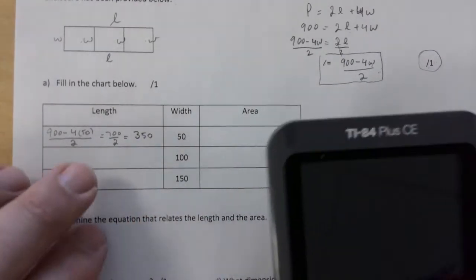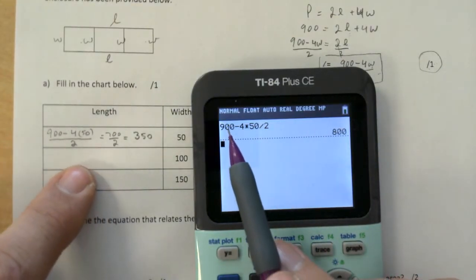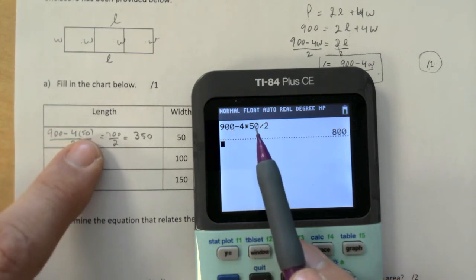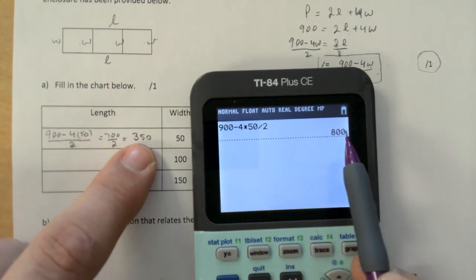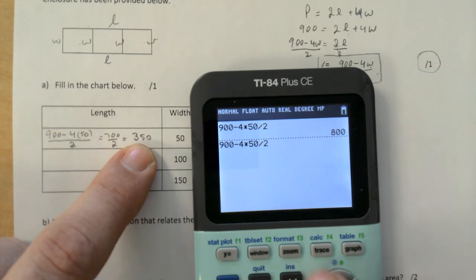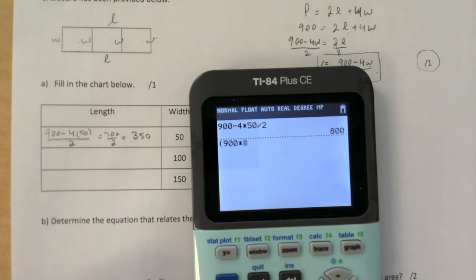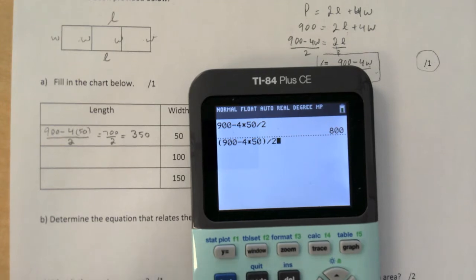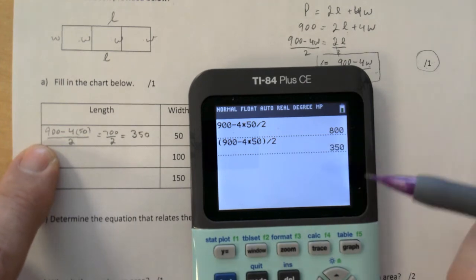And here's where I want to address a common mistake. This is what a lot of students do. They go 900 minus 4 times 50 divided by 2. You would get 800 on your calculator, but really there's something wrong with this entry here. You want to have brackets around. I'm just going to say this is how you would type it in if you wanted to do this in one shot. Like that. You have to have brackets around the top, invisible brackets, right? So it's 350, right?